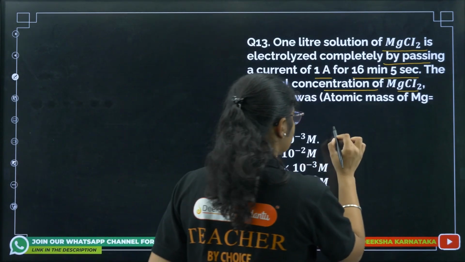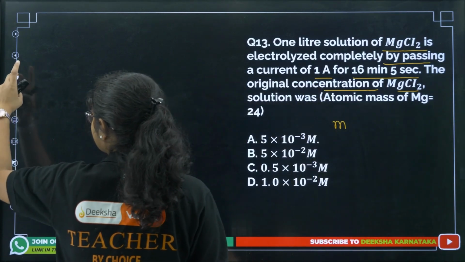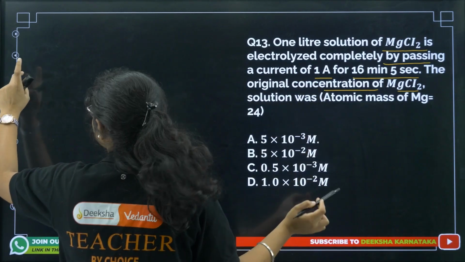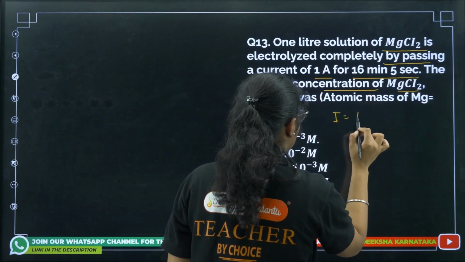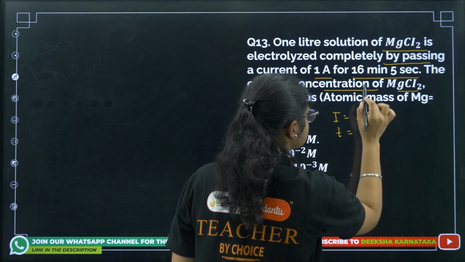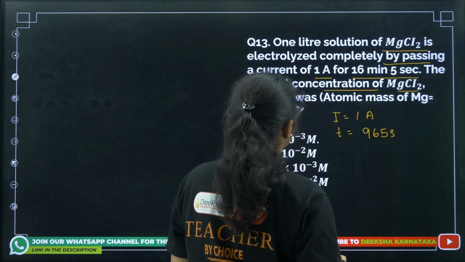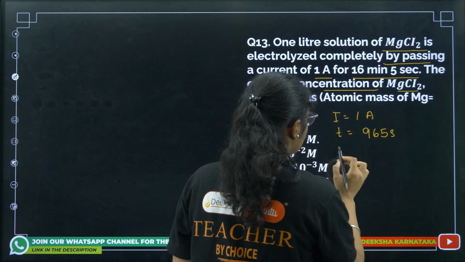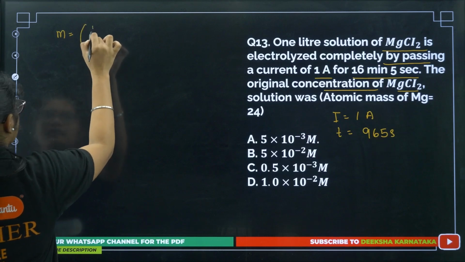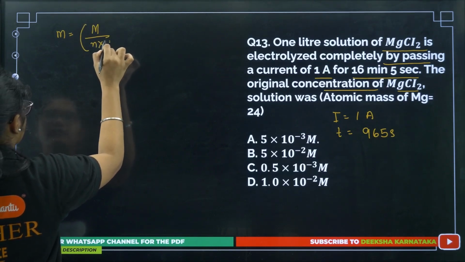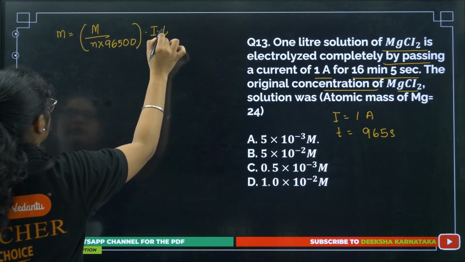So we can first calculate the mass of magnesium deposited. For that, what are the informations given? Let us first note down. Okay, so we have first of all current is 1 ampere, time is 16 minutes 5 seconds, means 965 seconds. Okay, then we have magnesium molar mass. So now we can use this formula, M is equal to Z I T, where Z is molar mass by N into 96500, into I into T, right?